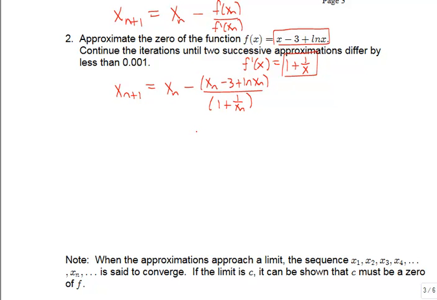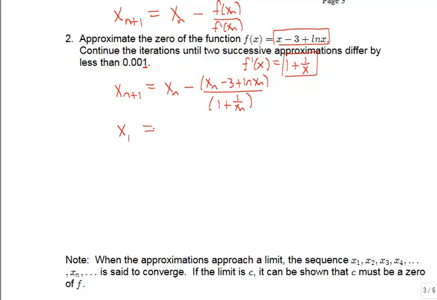Now we want to approximate this 0 so that 2 successive approximations differ by less than 0.001. I'll show you what that means. We're basically looking for accuracy up until that 3rd decimal position. So once that 3rd decimal position stops changing, then we can stop and give our answer up to that degree of accuracy. Now it doesn't tell me what to use for my very first x sub 1.